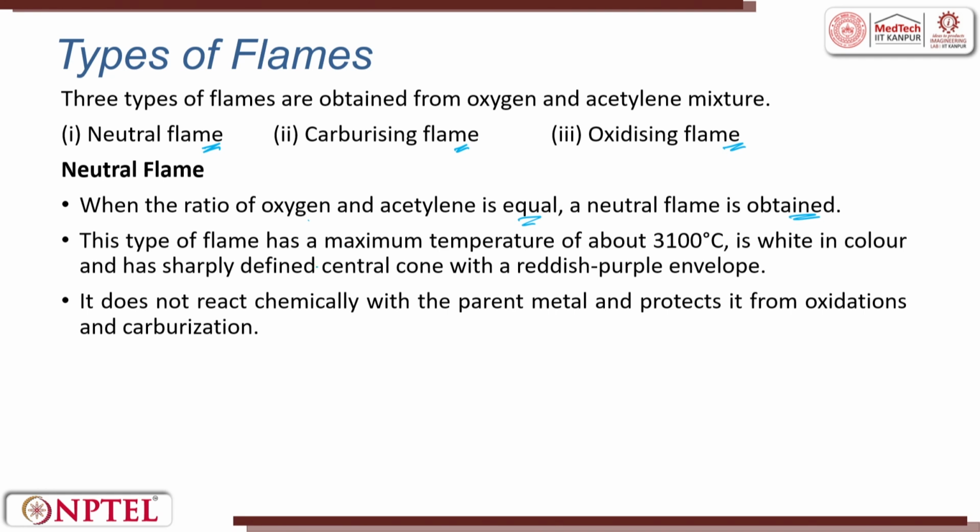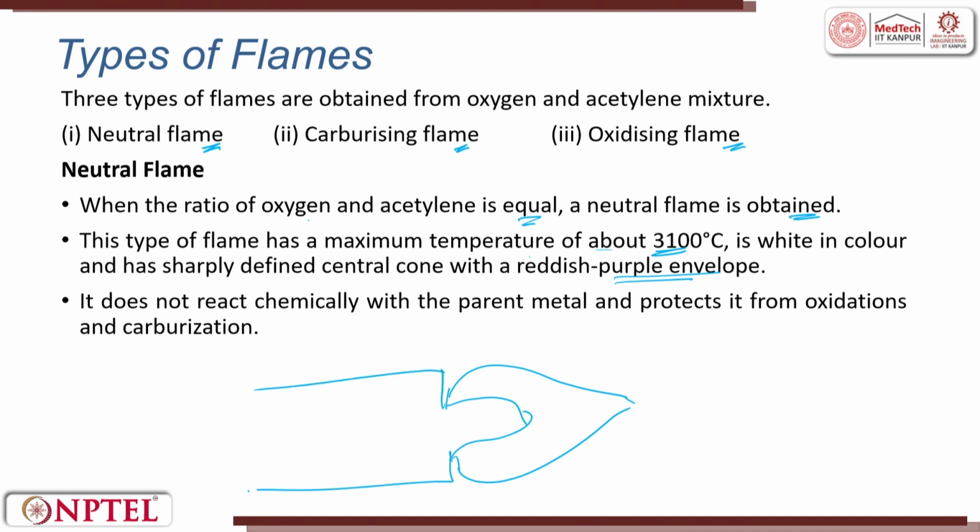This type of flame has a maximum temperature of about 3100 degrees Celsius, is white in color and has a sharply defined central cone with a reddish purple envelope. So, what we are trying to talk about is something like this. You have an envelope, then you have a cone which is inside, and this will be the flame. So, this is the pipe or the hose or the nozzle. This is the flame.